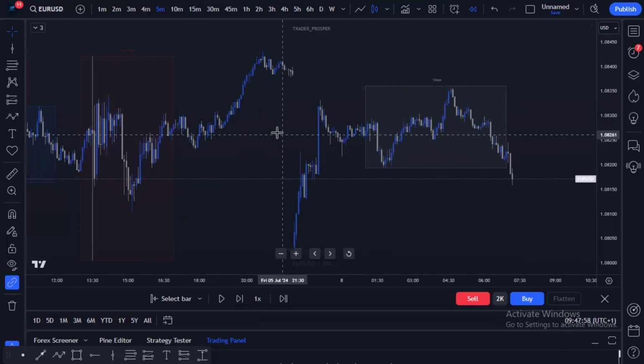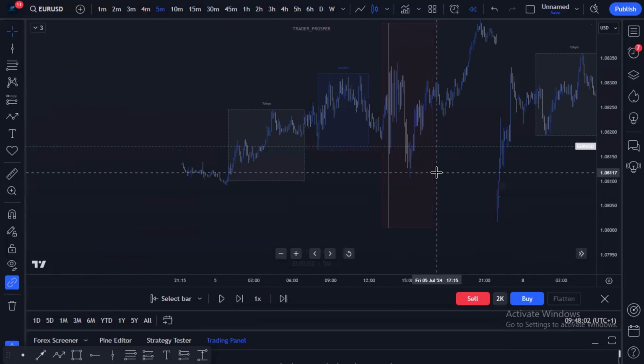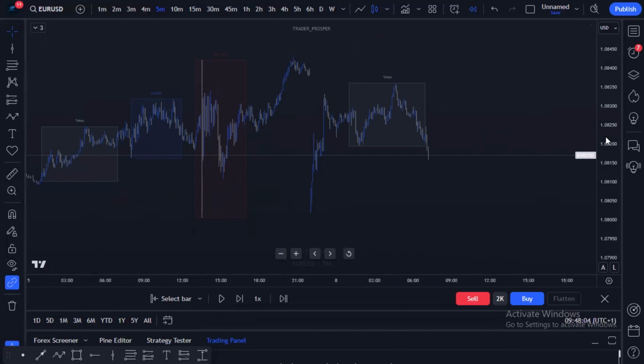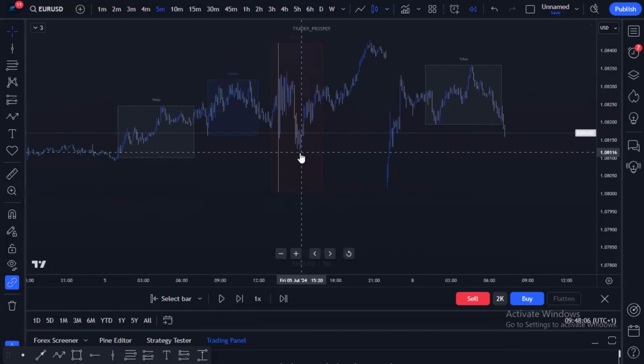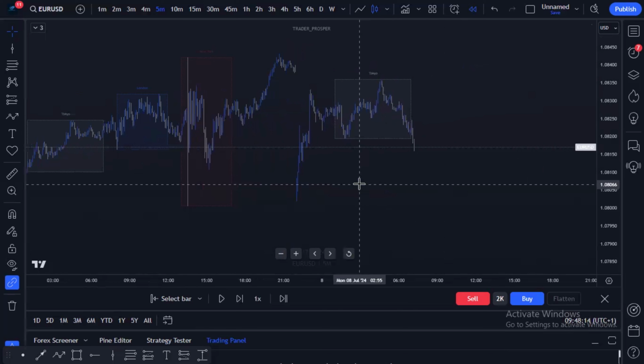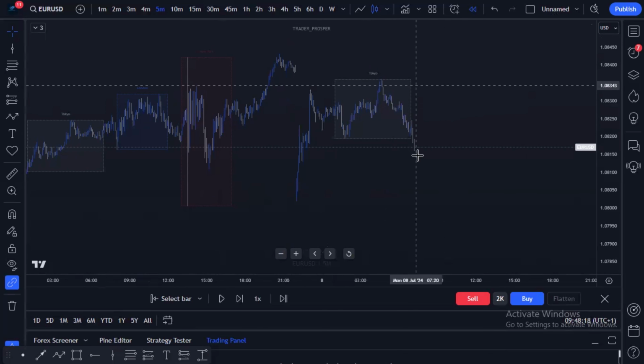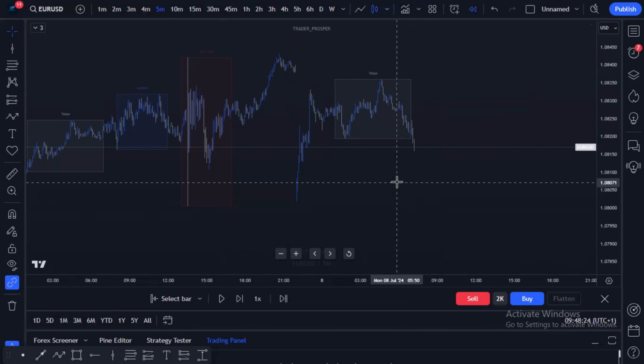Now, take a look at the structure here. Most of you would think that since price changed character here, giving a change of character or change of structure, as smart money or ICT traders call it, some people might be looking for a sell setup. But the higher time frame trend is what we're looking at. Stick to the higher time frame trend because those are the strong trends in the market.